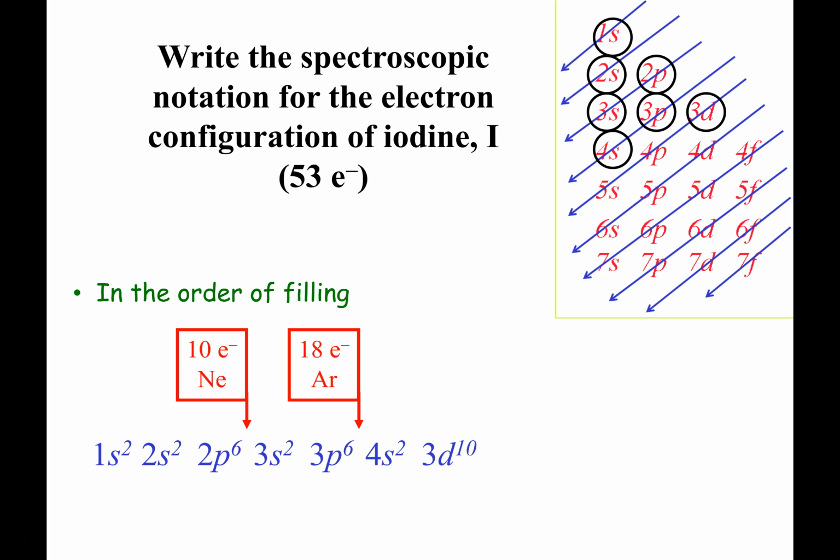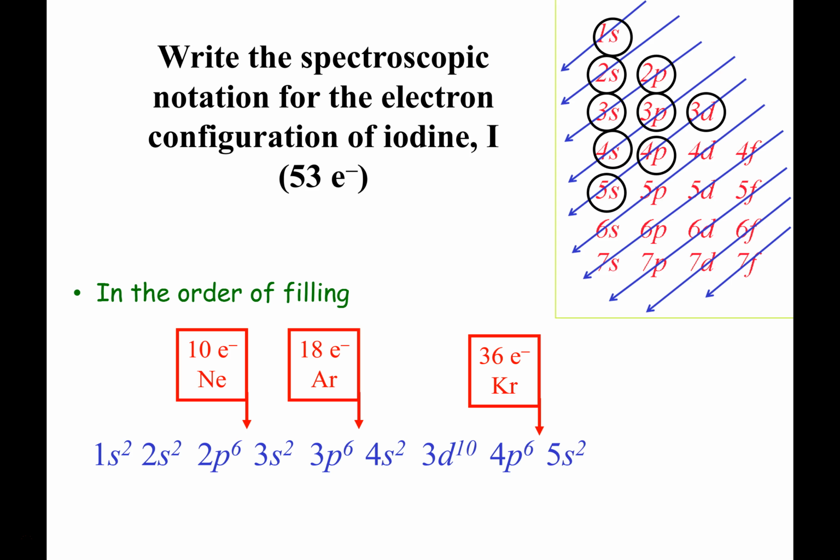And then 4p6. I must have reached a rare gas, that being krypton. According to the arrow diagram, we go on to 5s. And notice that I'm with krypton, and 5s would bring me to what? Strontium. So 5s2.